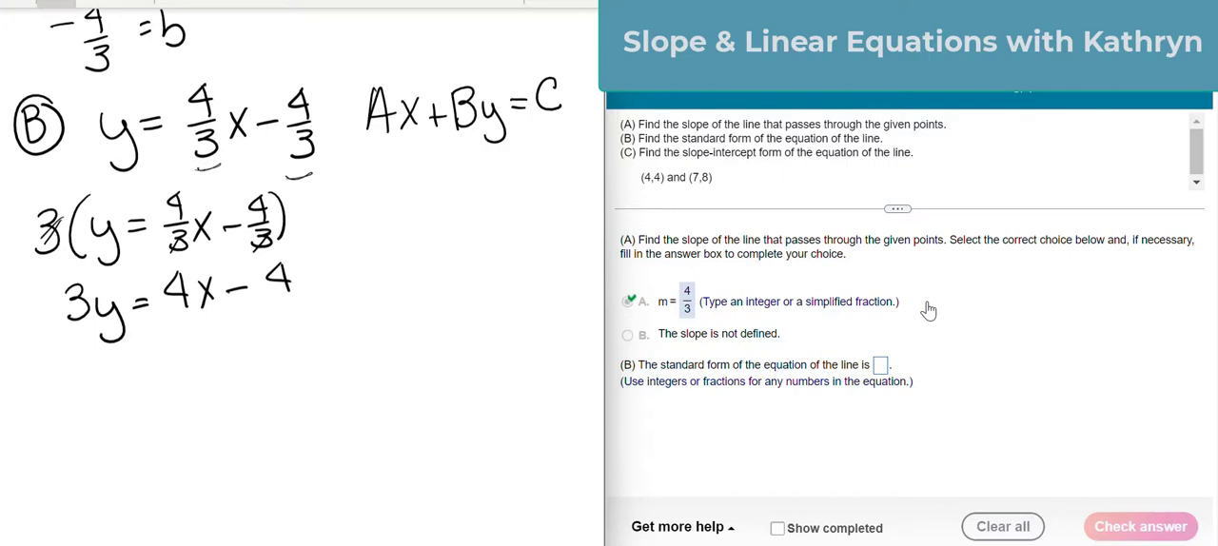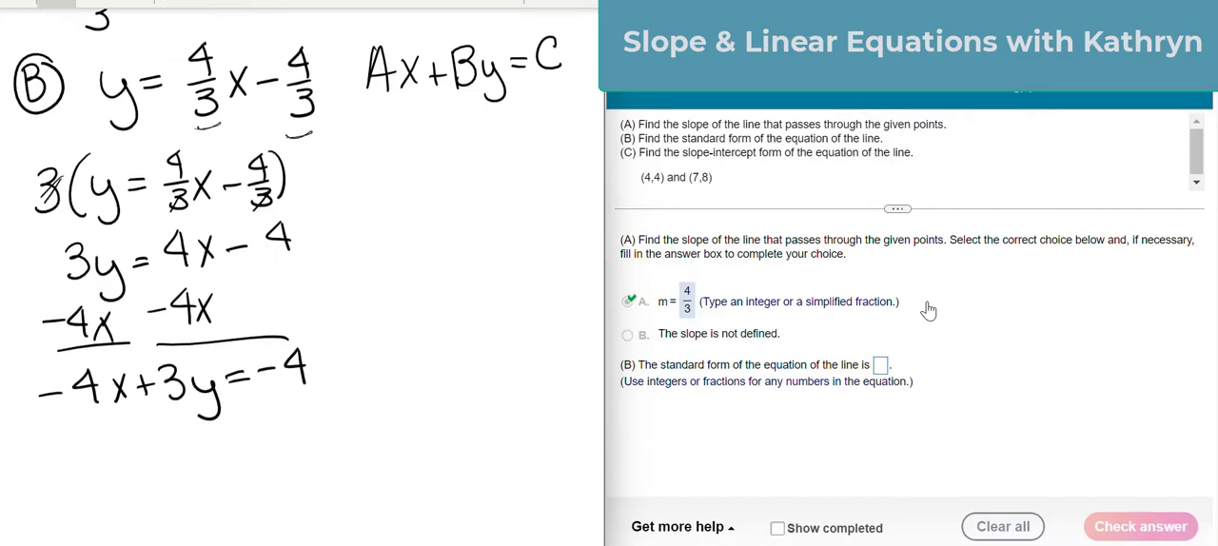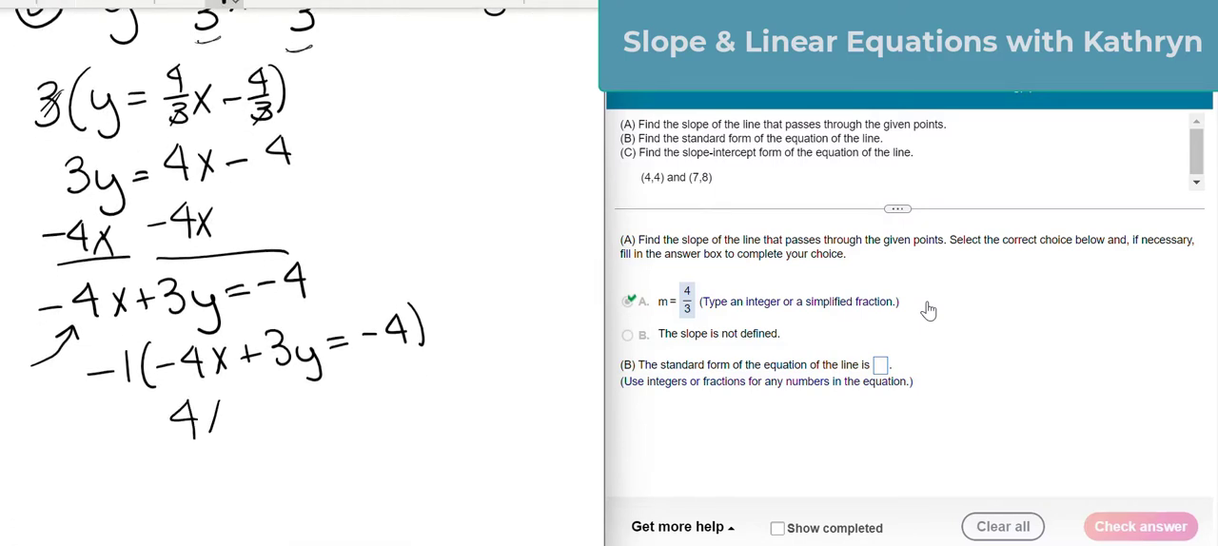All right, now I'm just going to bring the x over. So I'm going to subtract 4x from both sides. Negative 4x plus 3y equals negative 4. Like our standard form, but there's a weird thing about math is we don't like this to be negative and we don't like it to be a fraction. So what I'm going to do is I'm just going to multiply everything by -1. You could think about it as just changing all of the signs. So we're going to have 4x minus 3y equals 4. And that is our standard form.